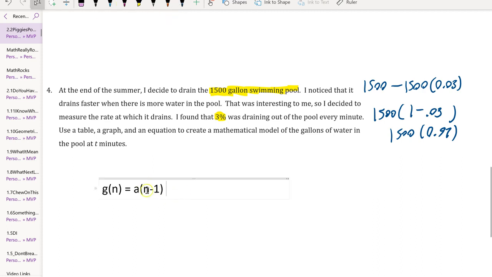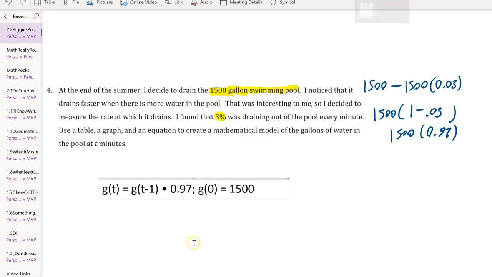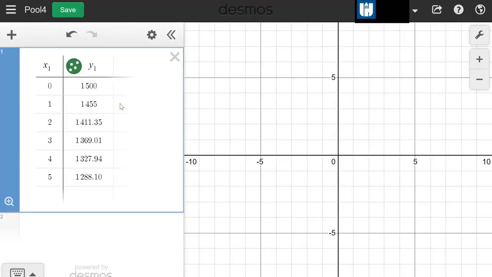So we can write G of t, where G is representing the gallons, t is representing the minutes, equals G of t minus 1 times 0.97. That's a recursive rule. And in this case, G of 0 equals 1500, the original amount of gallons in the pool. So we can make another table from that recursive rule. I've already done that for us.